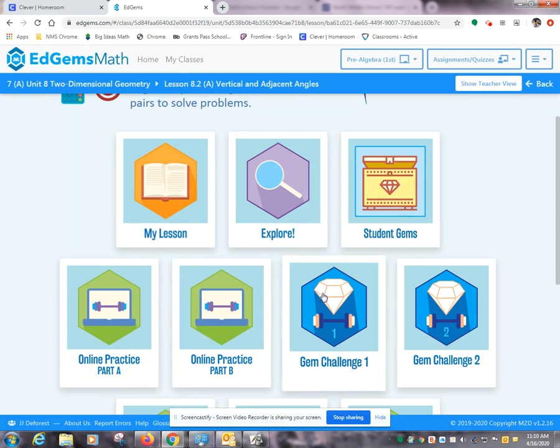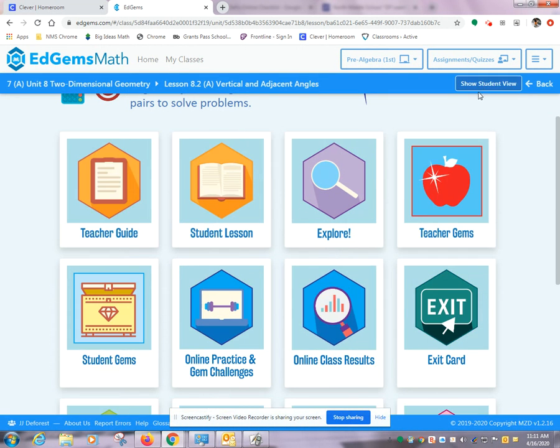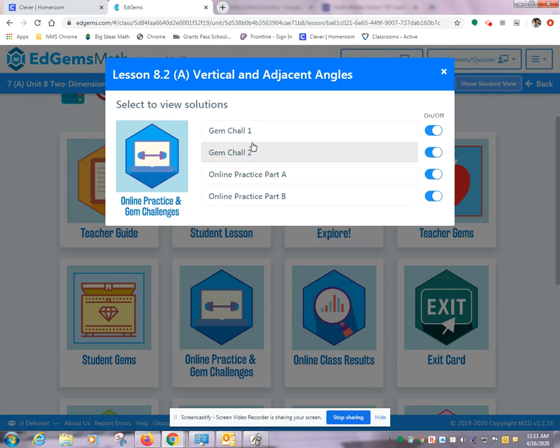It's nice about those gem challenges, even if I don't assign them, give those a try also, because they will actually give you your answer and show you the process for the answer. So, like I said, the more you practice with it, the more you feel confident before you move on to that next section, the more you'll be prepared for algebra next year. So let's go ahead and open up that online practice A really quick and give you some helpful hints.